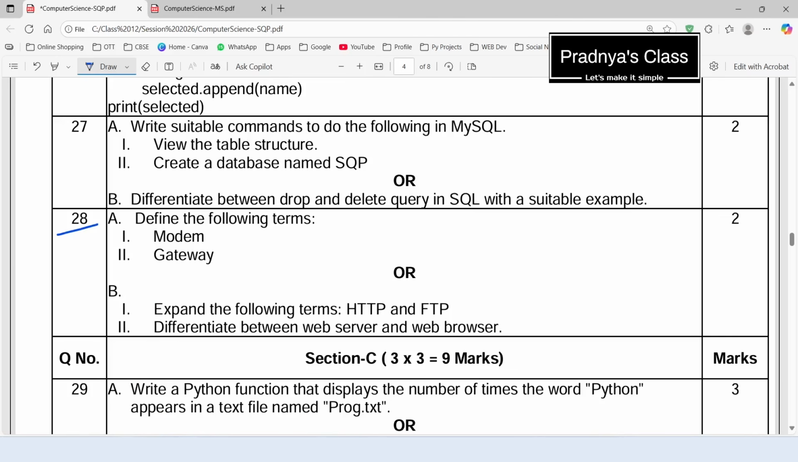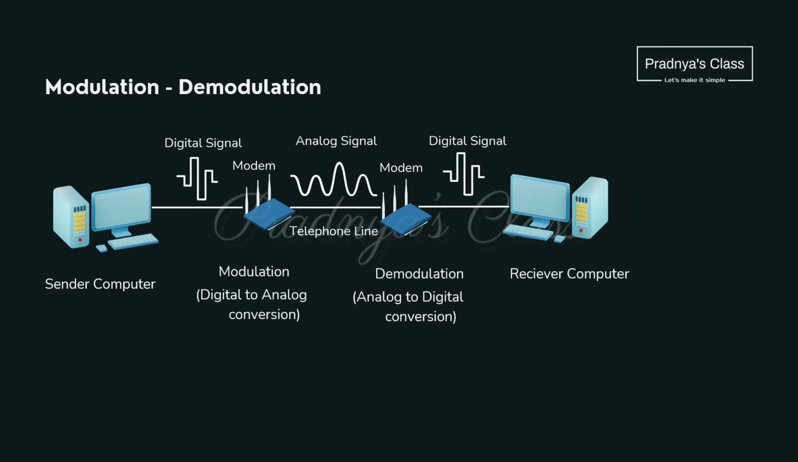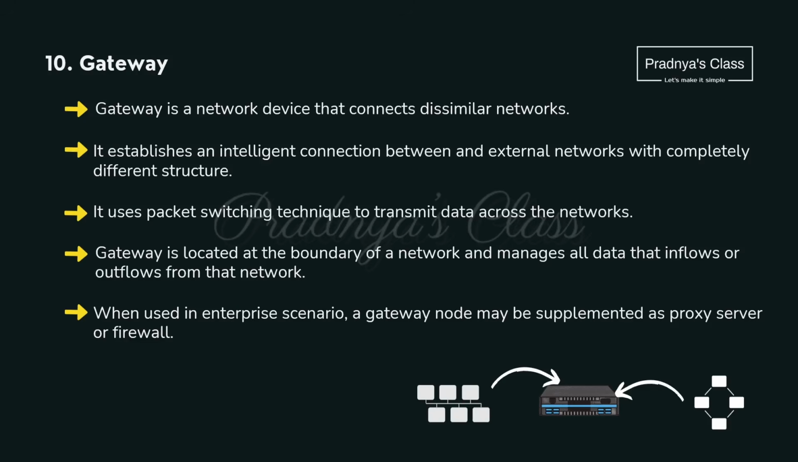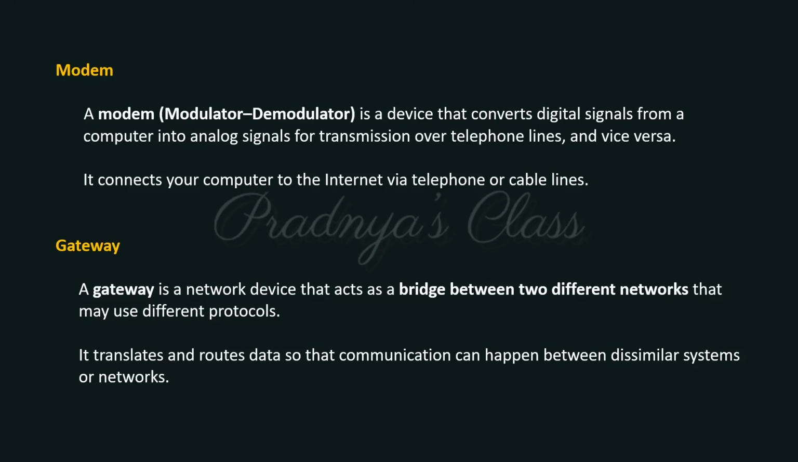This is question number 20, in which we need to define the following terms: modem and gateway. Hope you remember this diagram of modem. If you have not gone through the theory part, I would suggest you to go through these 2 videos in which we have covered the entire network portion. And here are the details of gateway. Now we can write the definition easily. Modem is a device which converts digital signal to analog one, and it uses telephone lines for the transmission. Now what about gateway? Gateway is also a network device which acts as a bridge.